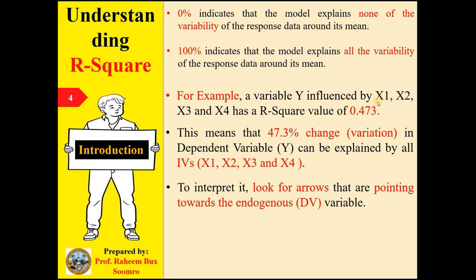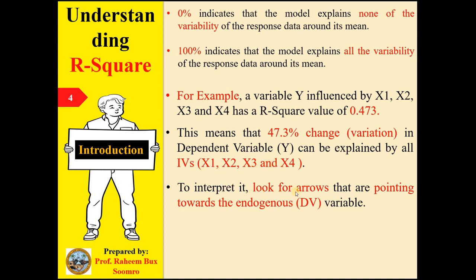Further, if we talk about the R square, the value influenced by the variable y, or we can say the dependent variable influenced by x1, x2, x3, and x4. The total variance of all these is 0.473. Alternatively, we can say 47.3% variation is being contributed by the independent variables x1, x2, x3, and x4.